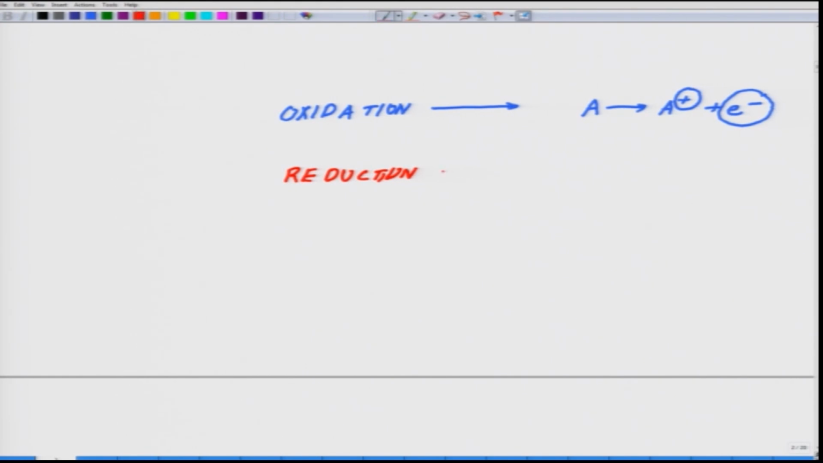Similarly, reduction is a situation where a material accepts an electron and becomes either negatively charged, or if it is in a positive state, it will become neutral. So, accepting an electron is a process of reduction, oxidation is a process of donating an electron. So, you are giving away an electron and you are accepting an electron.